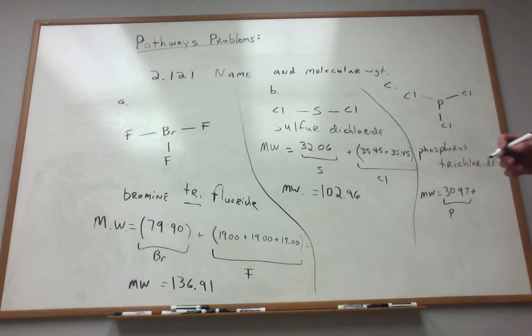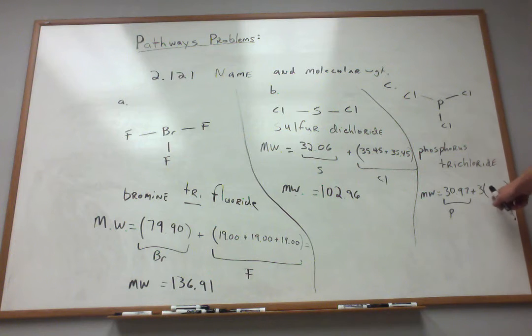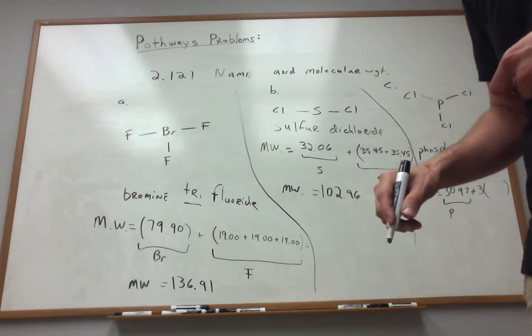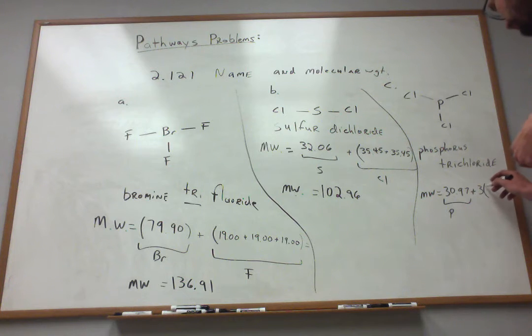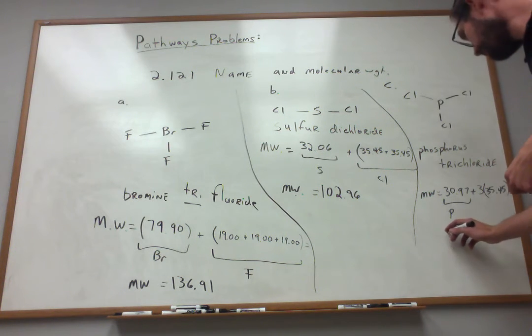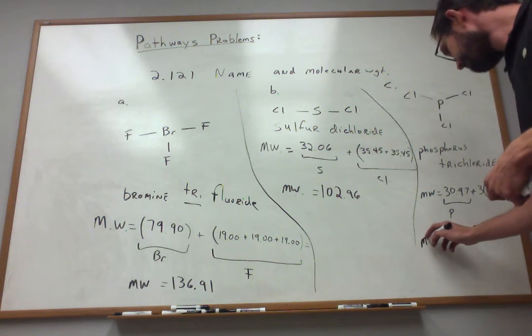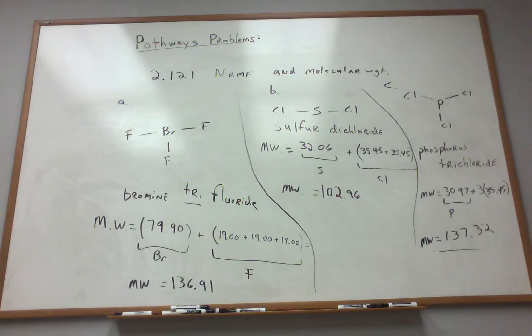That's phosphorus's contribution to the total. And now I need 3 copies of chlorine, so I'm going to take 3 times the value for chlorine, which is 35.45 on the periodic table of the elements. And if you do the addition, you get 137.32. The molecular weight of that stuff, phosphorus trichloride.